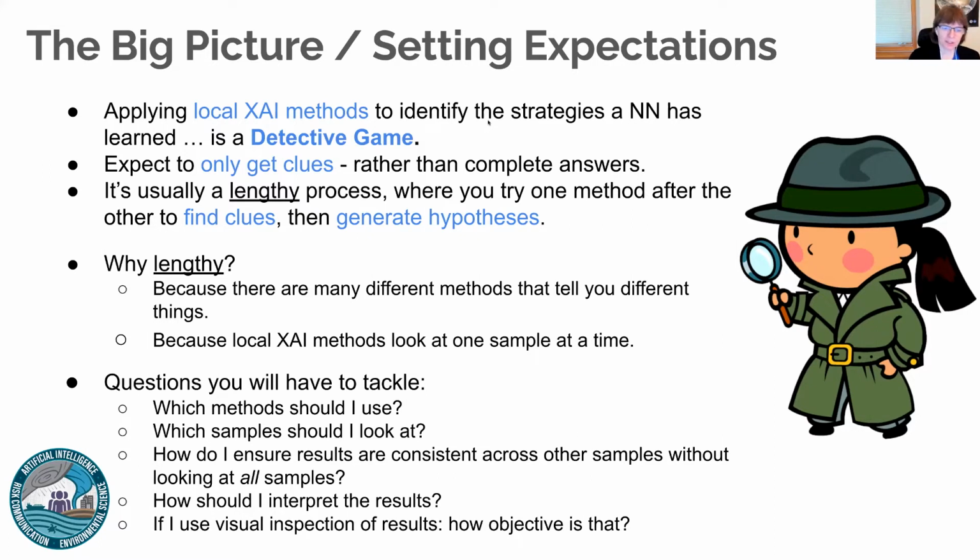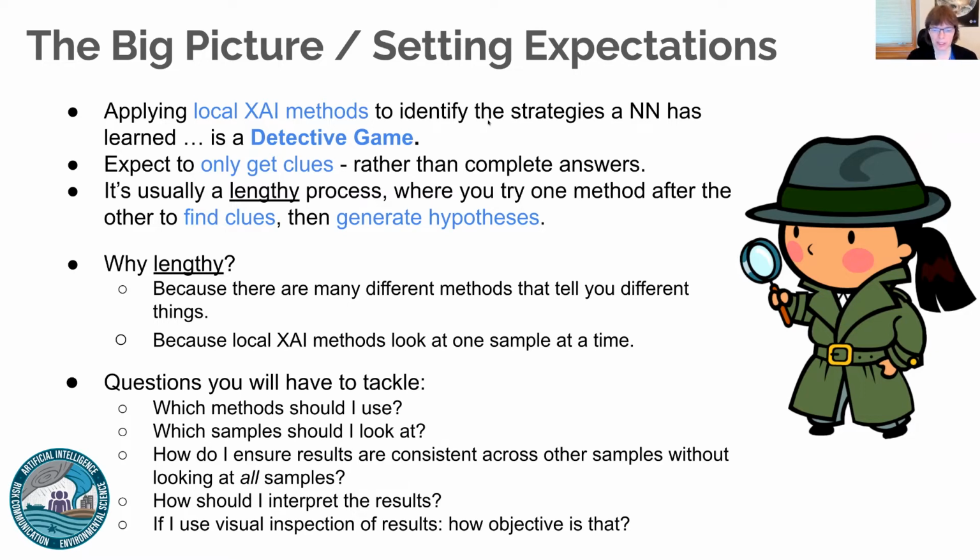Okay. Questions you will have to tackle when you do this kind of analysis is, which method should I use? And again, we try to give you a little bit of guidelines there. You should usually probably use more than one method, but still, you saw on the previous slide how many different methods there are. So you need to figure out which ones are your favorite methods, what do they tell you, and how should you combine them?